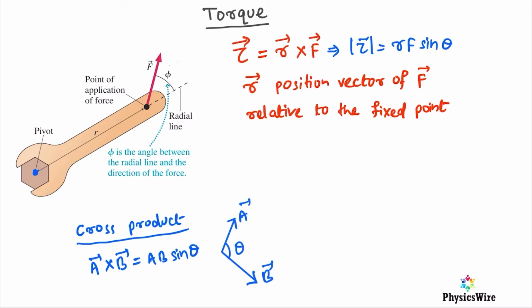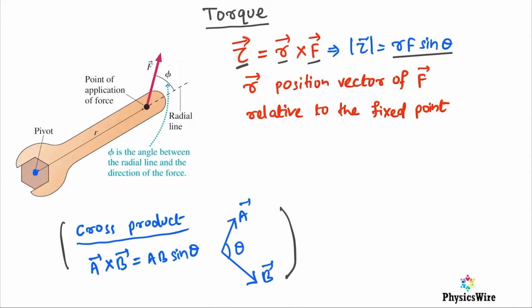Hello everyone, let's learn about torque today. It is denoted by tau, which is the cross product of the r vector and f vector. The r vector is the position vector of the force relative to a fixed point. If you take the magnitude of the torque, it will give you rf sin theta, which is the standard form of a cross product between two vectors. So this is for reference.